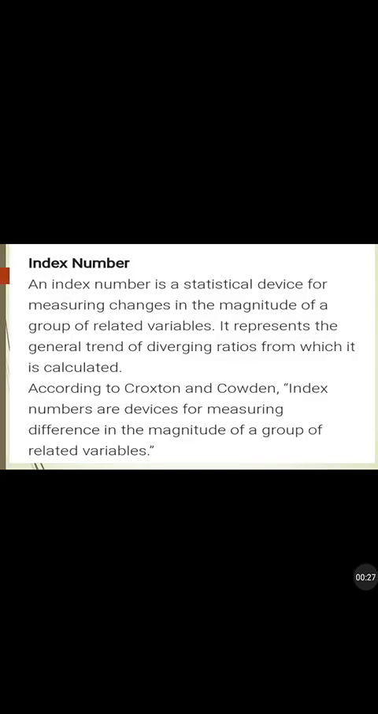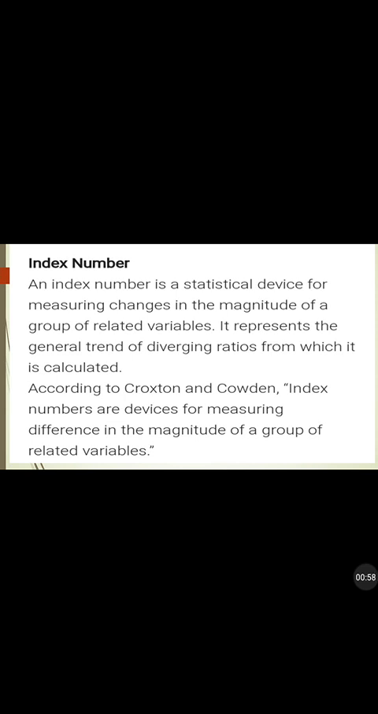So what is an index number? In statistics, it is a measurement of change in a variable or variables across a determined period. It generally shows the relative change and not directly a measurable figure. An index number is expressed in percentage form. It is a statistical device for measuring changes in the magnitude of a group of related variables.